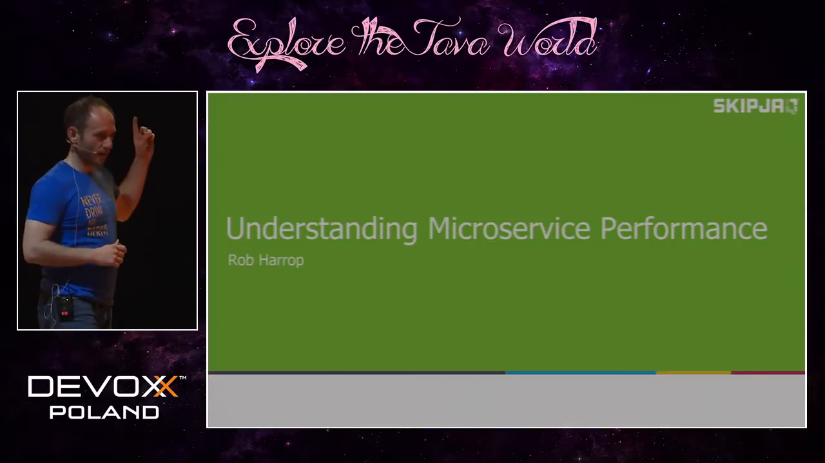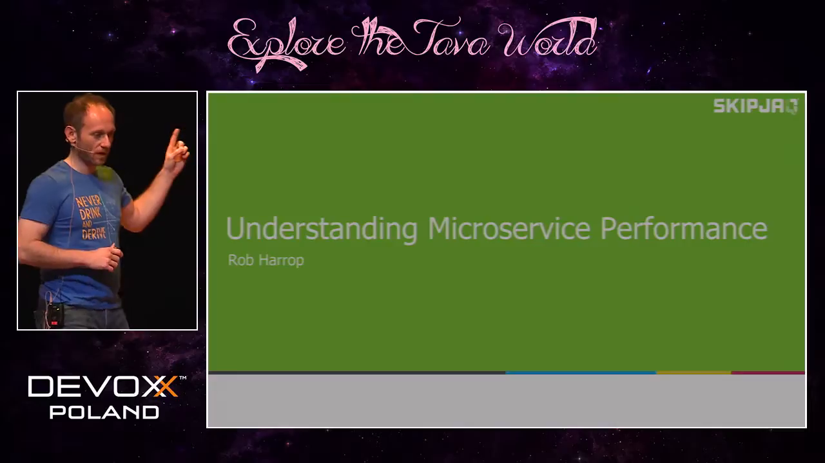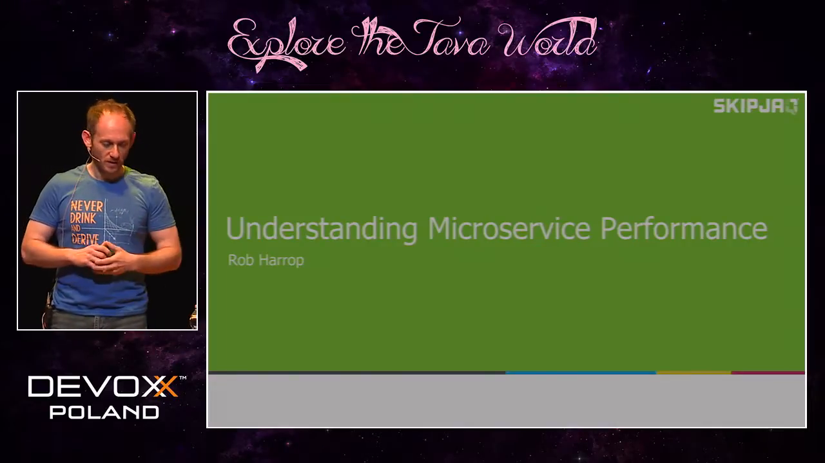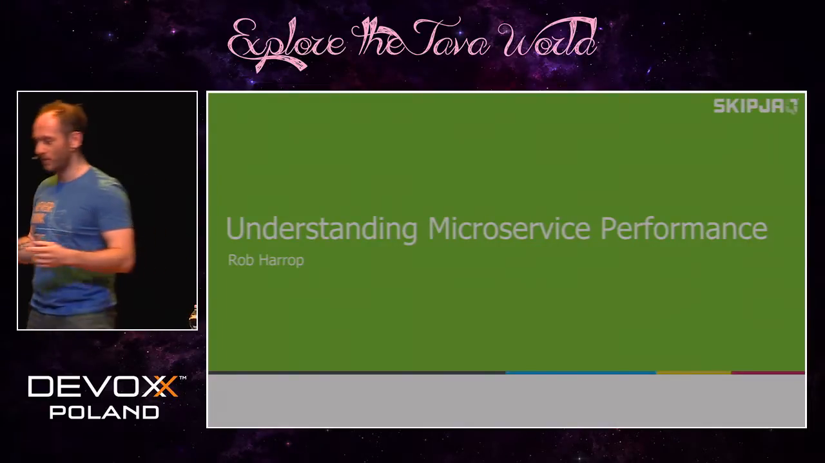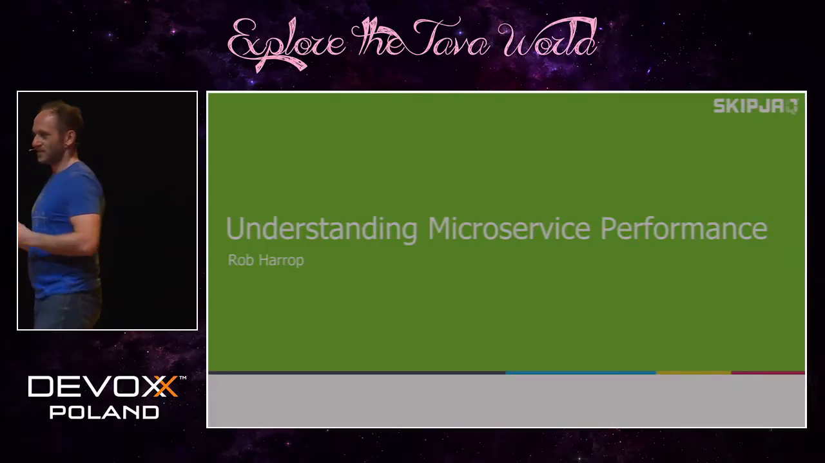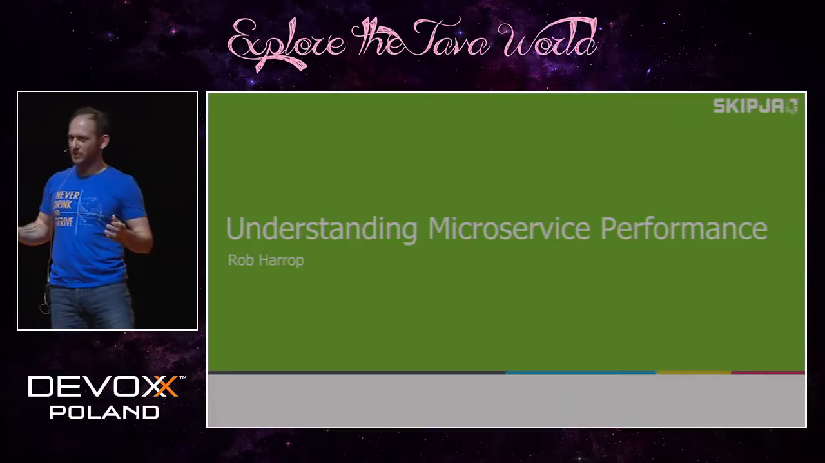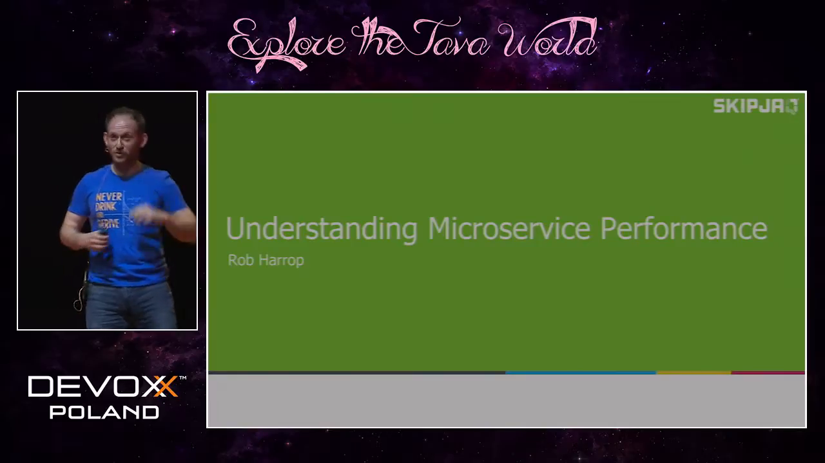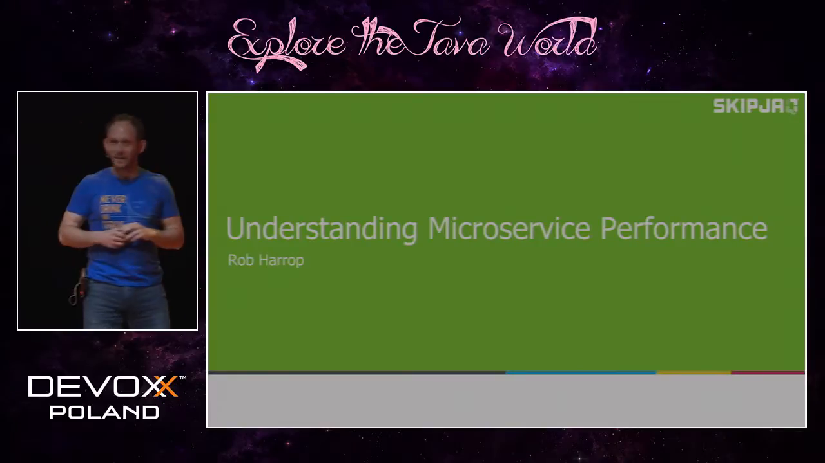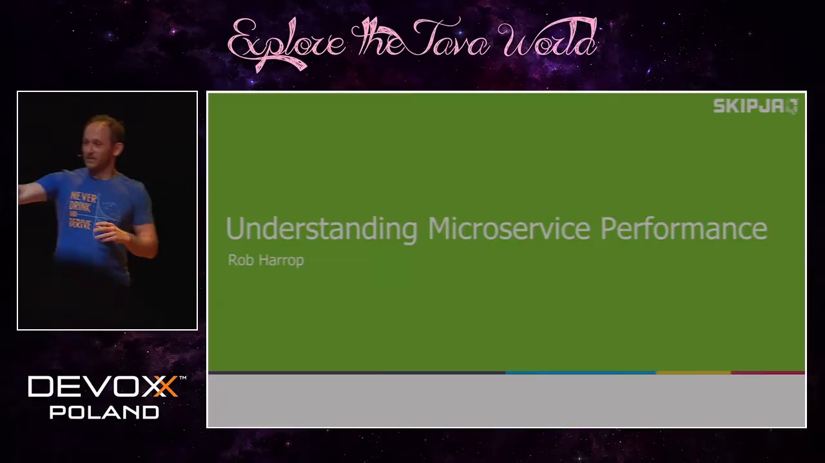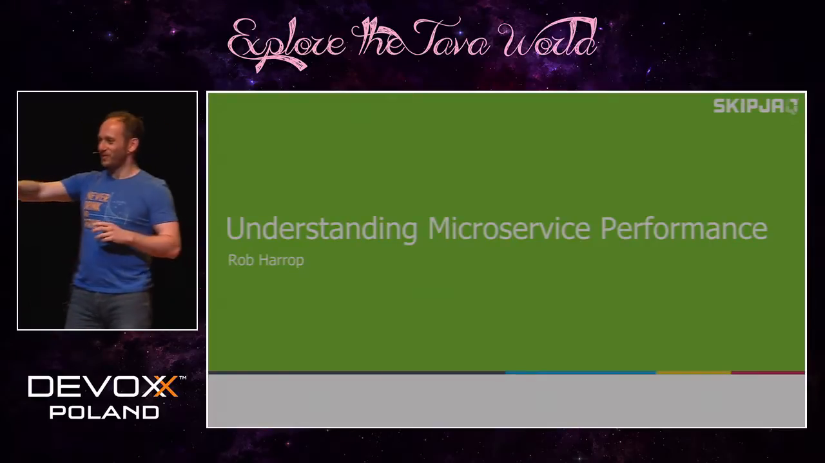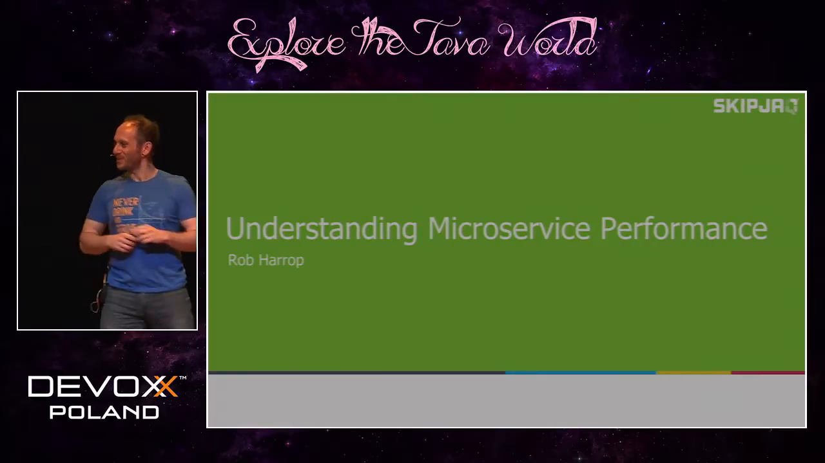My name's Rob Harrop, and I'm going to talk about microservices and performance of microservices. This is the second time I've given this talk. Last time I thought I'd seen the biggest room I could possibly give a talk in, but this room has beaten that. So very excited to be here. There's a gentleman in the front here who's got his feet up on the stage, looking very relaxed. Hopefully you won't fall asleep during this talk.